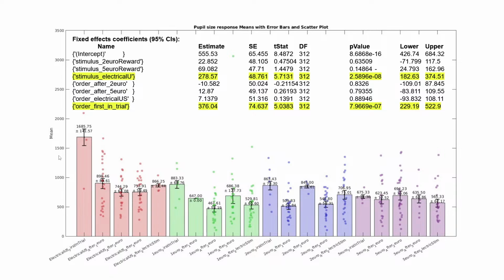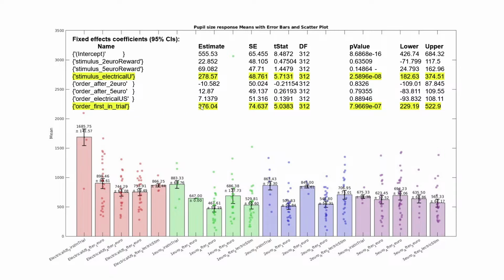So for the electrical stimulation, the scale is 0.001 millimeter, so 1,000 is 1 millimeter of enlargement of pupil size. And actually the electrical stimulation, by the level of effect, in general for all trials, for all subjects, caused 0.278 millimeters higher responses compared with the money.